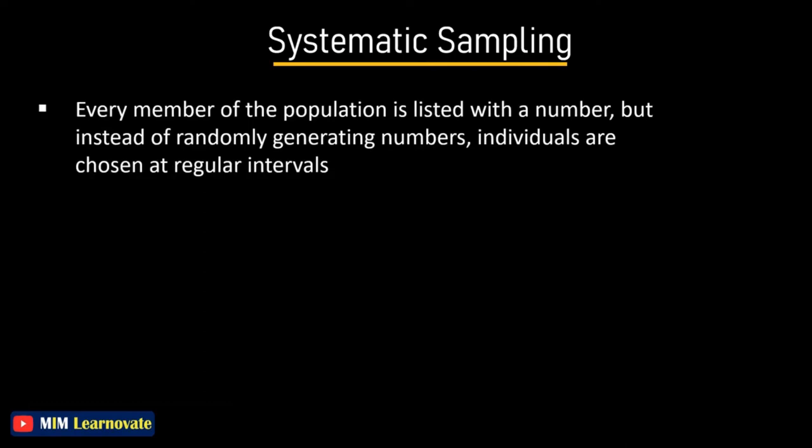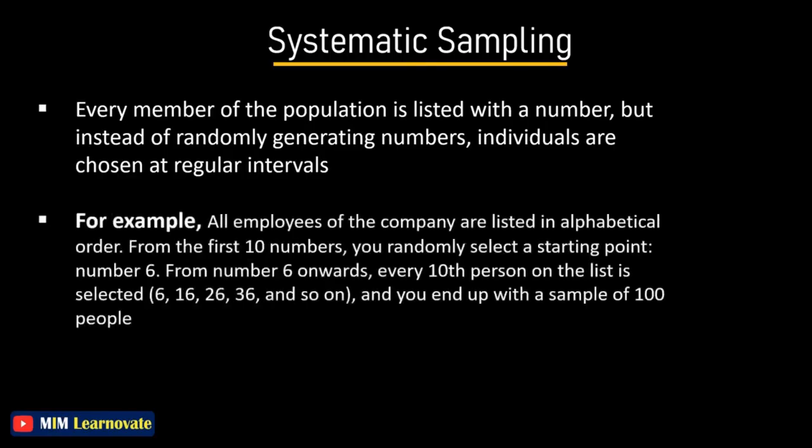Systematic sampling. Systematic sampling is similar to simple random sampling, but it is usually slightly easier to conduct. Every member of the population is listed with a number, but instead of randomly generating numbers, individuals are chosen at regular intervals. For example, all employees of the company are listed in alphabetical order. From number 6 onwards, every 10th person on the list is selected: 6, 16, 26, 36 and so on. And you end up with a sample of 100 people.